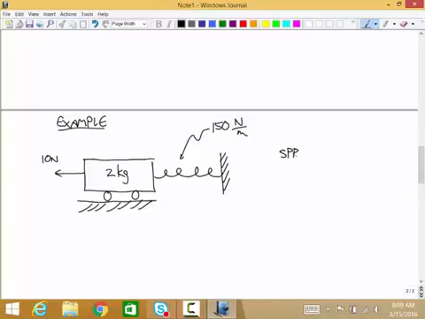If the spring's resting length is 8 centimeters, so 0.08 meters, what's the length in the system as it's shown?